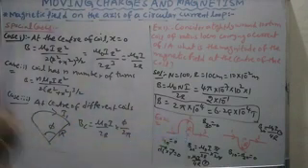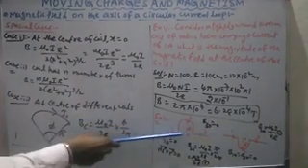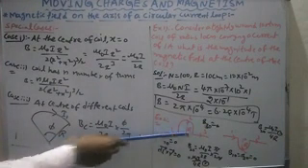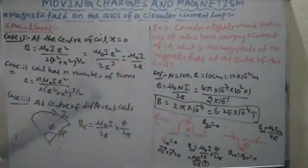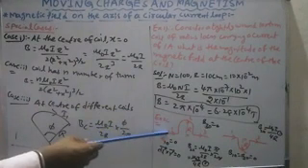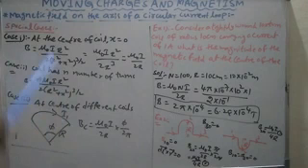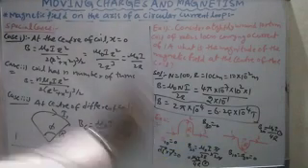For dl bar cross r bar, you can check it. dl bar is along the x-axis. r is the distance from the dl element to point O, and that is also along the x-axis. i cap cross i cap, how much is it? 0. Then the magnetic field due to this first wire at O is 0. That means the magnetic field due to a current carrying wire on its axis is 0. This is a very important point.